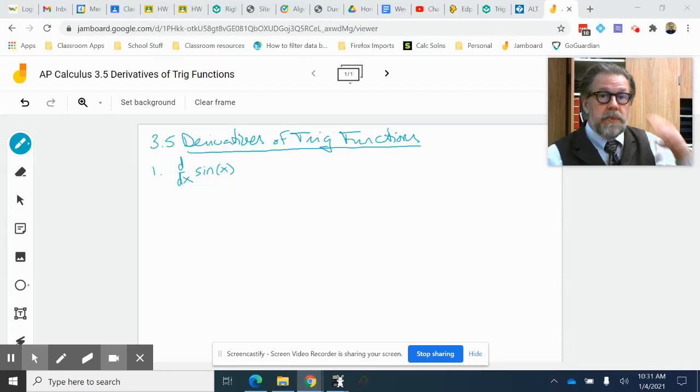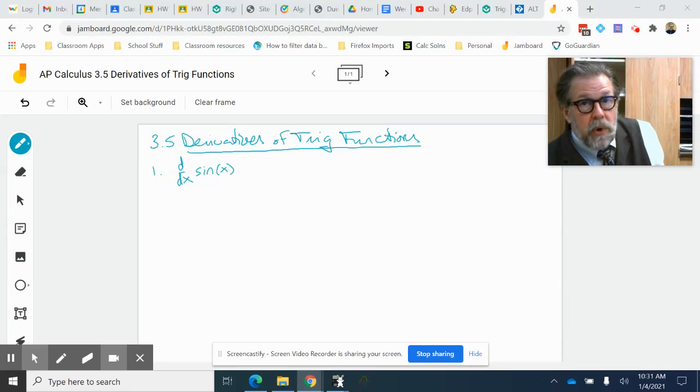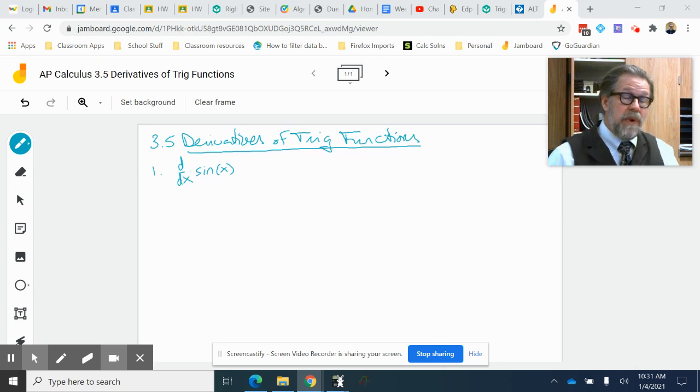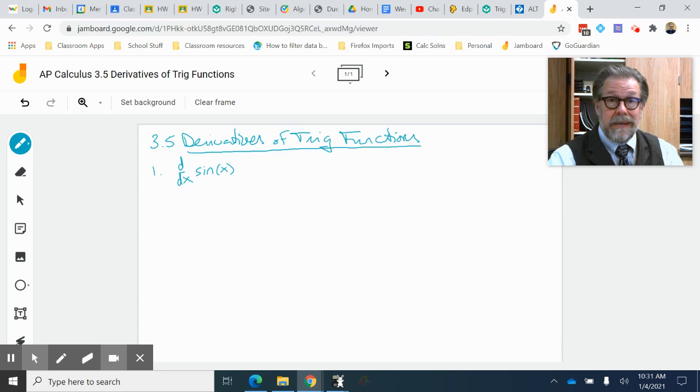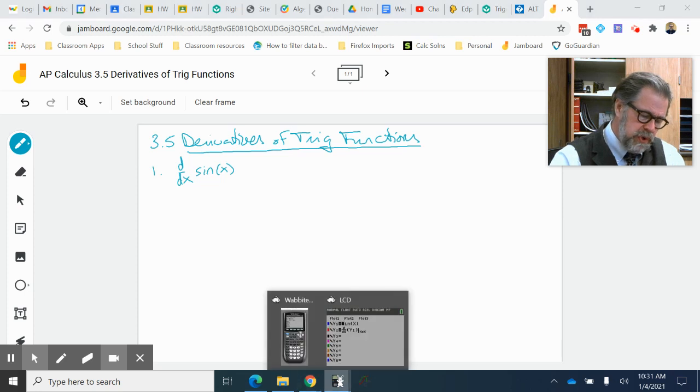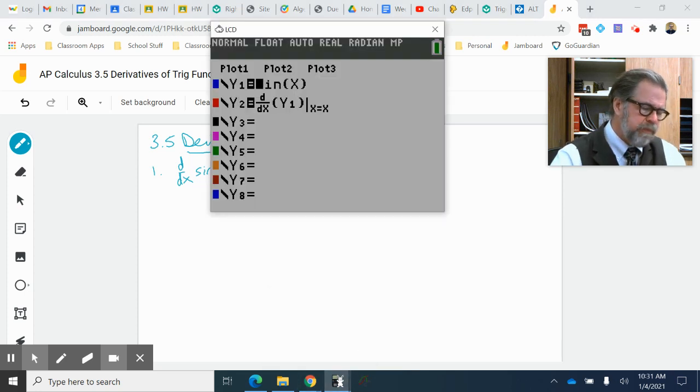All right, welcome to section 3.5 in our book, where we are going to be talking about the derivatives of trig functions. And we're going to start by looking at sine, the most basic, or one of the two most basic trig functions. And what I want to do is take a quick look at the graph and see if we can come up with a conjecture for what the derivative of sine might be.